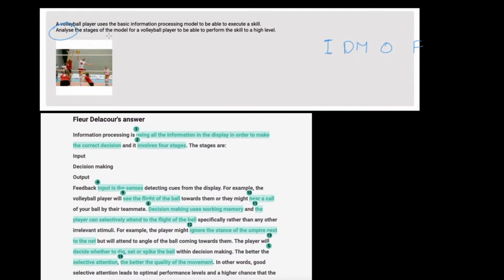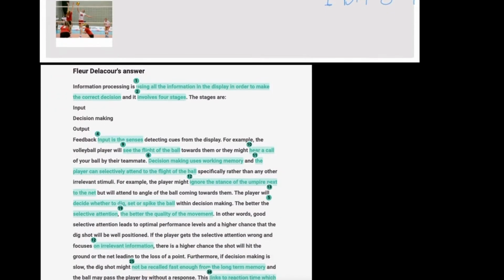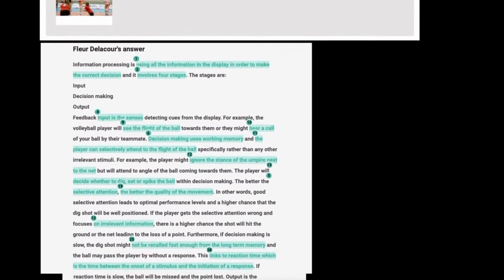Anyway, analyze the stages of the model for a volleyball player to be able to perform the skill to a high level. Okay. So they're performing a skill, it doesn't say which one. So what are we going to do first of all? First of all, we're going to define information processing. Information processing is using all the information in the display in order to make the correct decision. This is very much an AO1 point, okay? I'm just stating a fact.